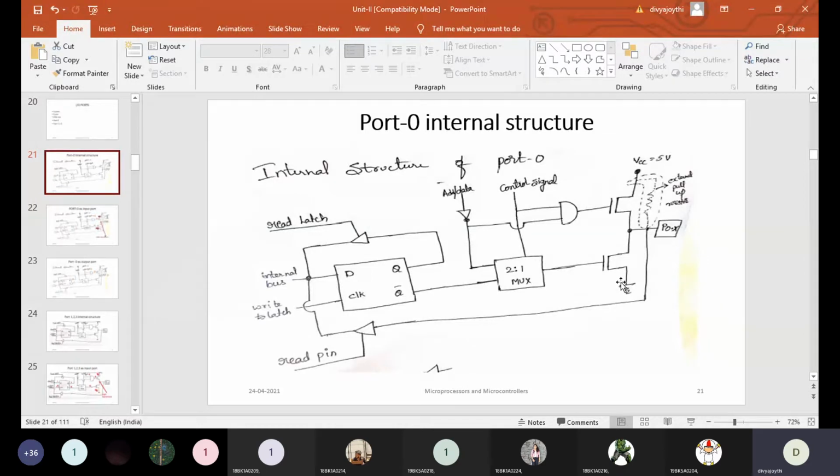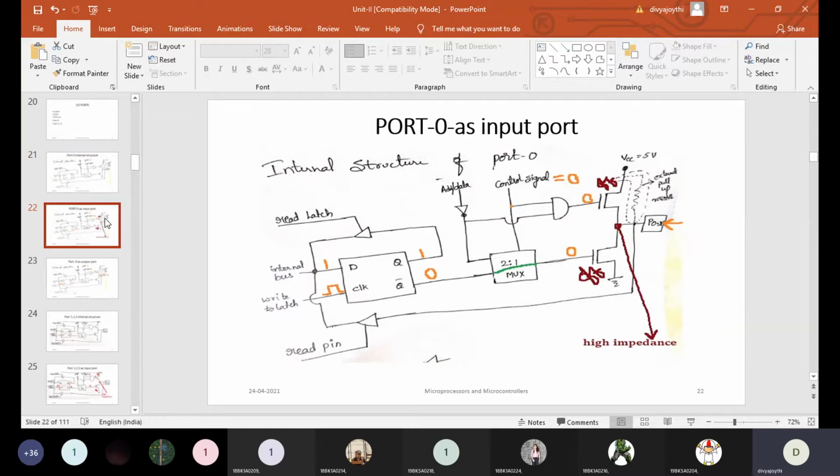And now we will see how to configure this structure as input, and how to configure this structure as output. That we will see in detail. So now see here. Now I am configuring a port 0 pin as an input port. So I want to make one of the pins of port 0 an input pin. So how exactly will the internal process be? As I told you, if you want to make use of those pins as an input port, there should be a logic 1.